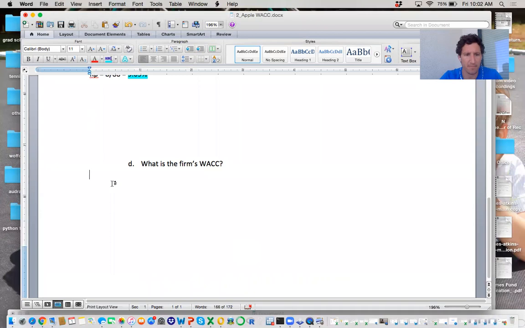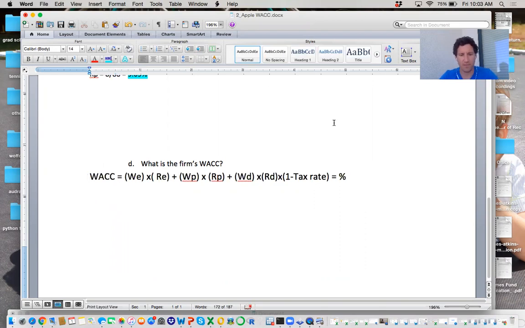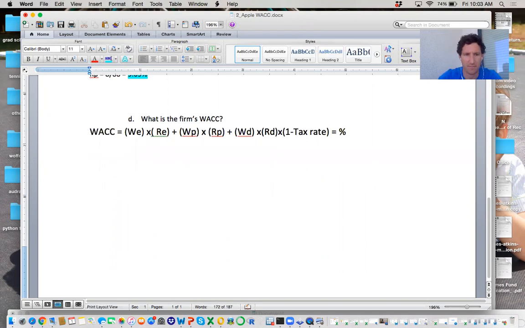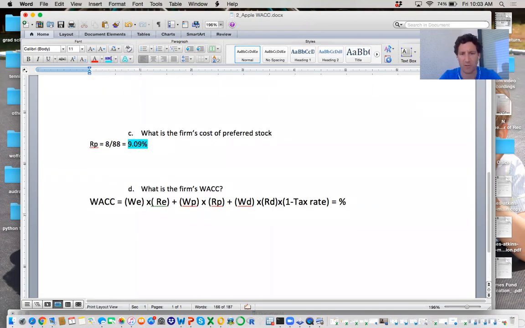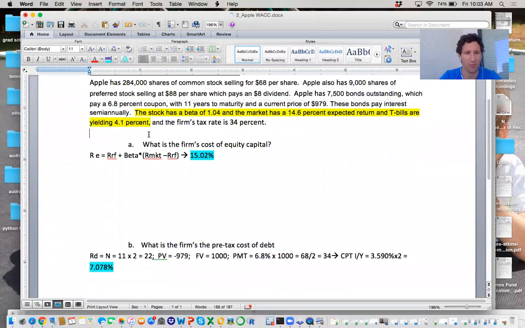All right. So we're still missing our weights for each piece. Okay, so let's work on that part and then we'll put it all together. So the weight of equity, weight of preferred stock, and weight of debt. We need the value of the firm also before we can even do that.